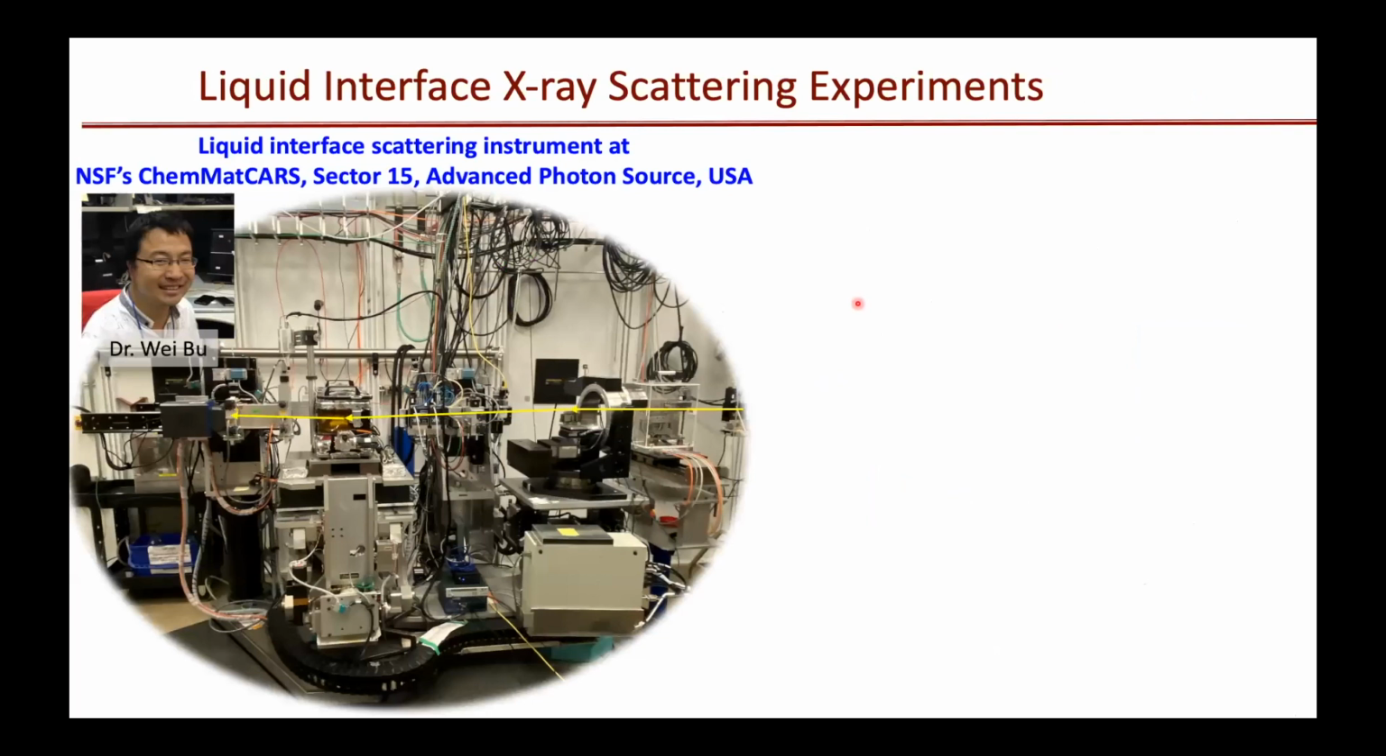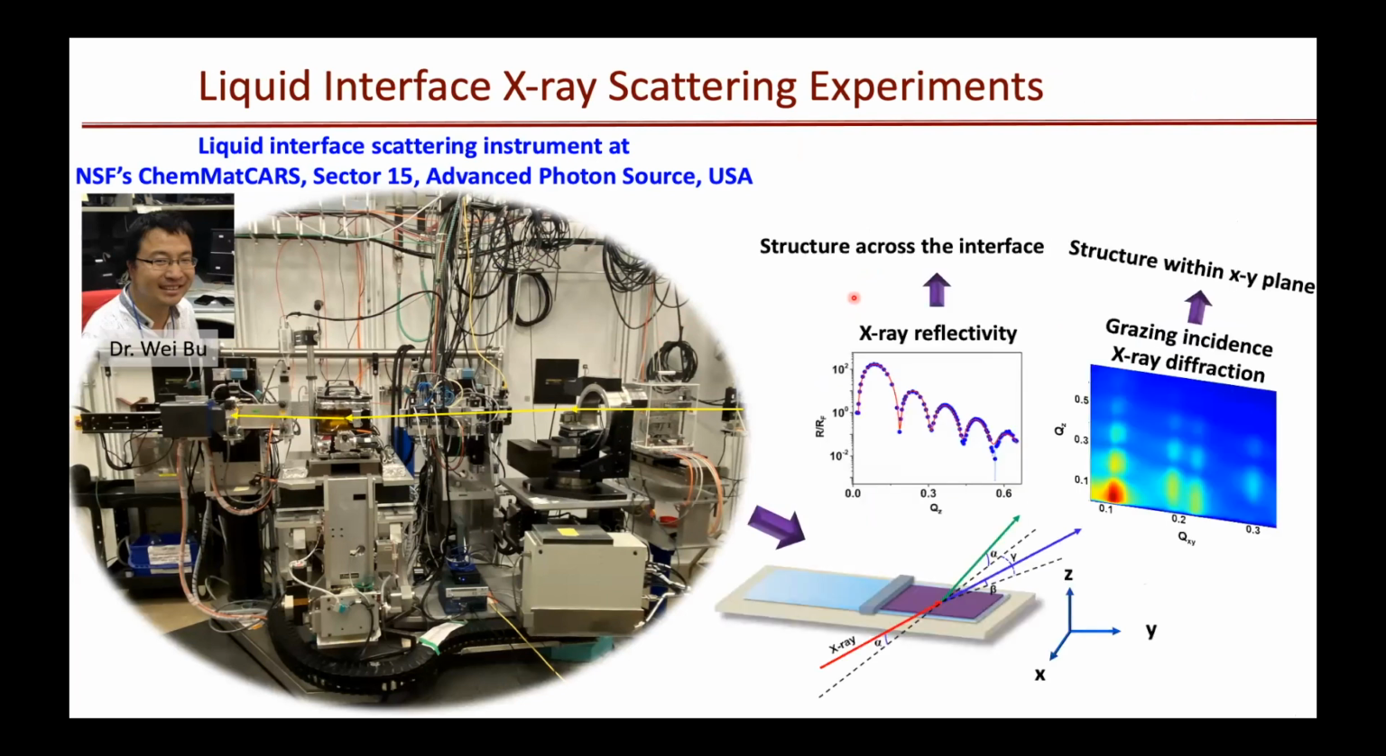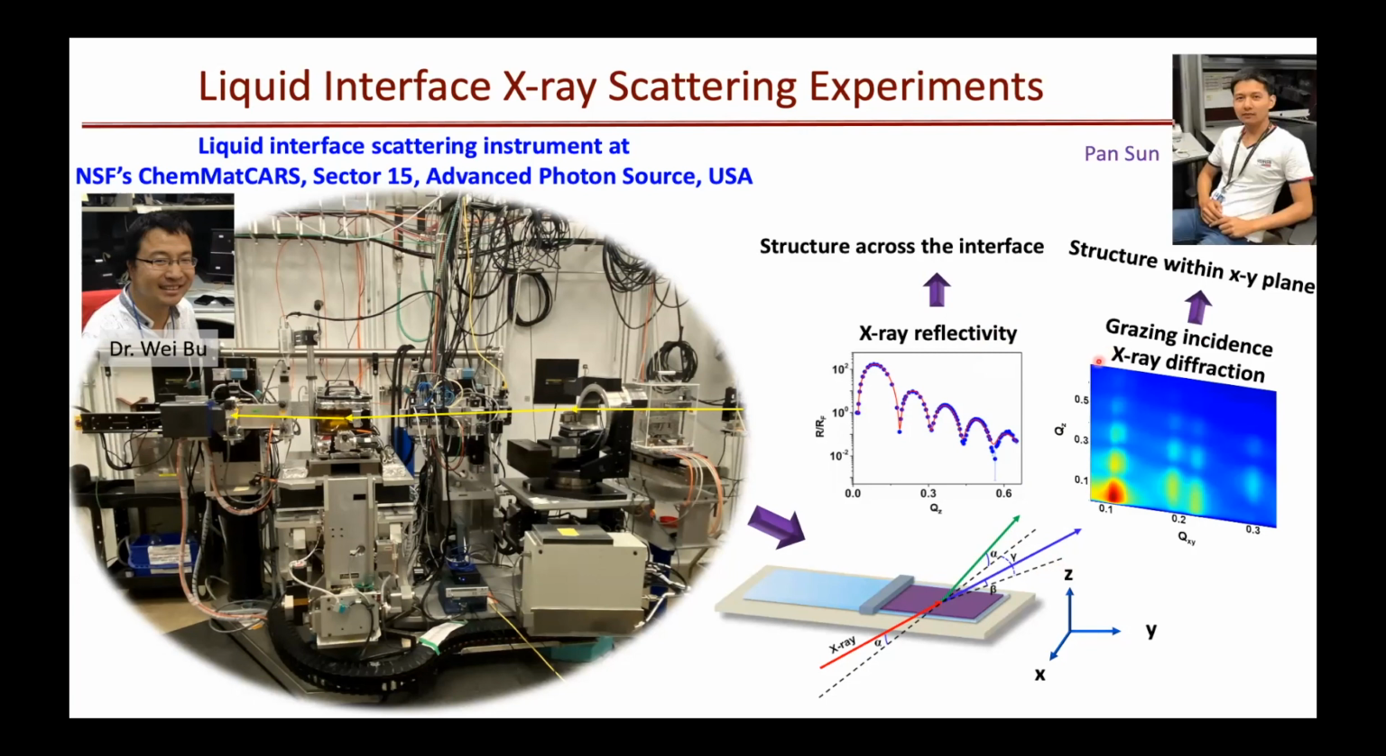So now we talk about the X-ray scattering results. The liquid interface X-ray scattering experiments are done at our beamline at ChemMatCARS Sector 15 in APS. The lead beamline scientist is Dr. Wei Bu here. At the end of my talk, I will briefly describe our instrument and the upgrade. So now, continuing. We measure the X-ray reflectivity and GID of the gold nanoparticle films of different concentration. Pan Sun, our postdoc, was leading the experiments and data analysis.